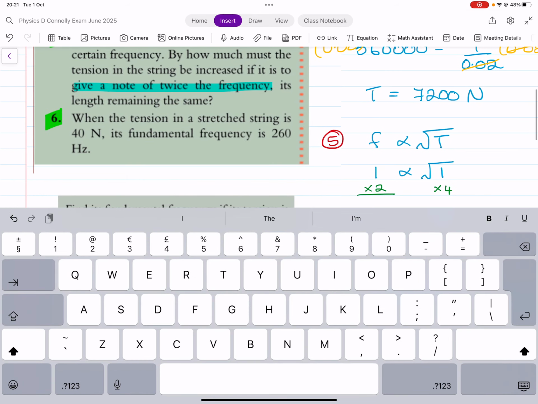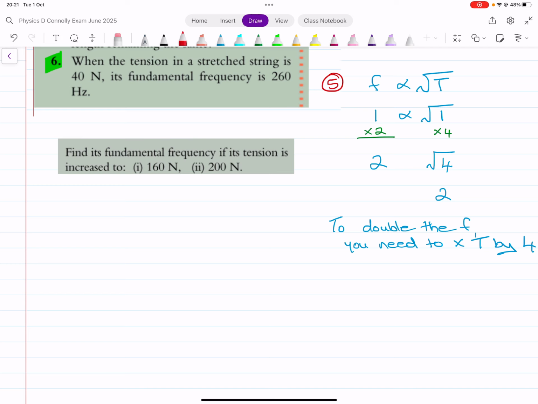Now, okay. So when the tension in a string is 40 newtons, its fundamental frequency is 260 hertz. Oh, so this is the same question. If you take the tension from 40 up to 160, what are you doing there? You're multiplying it by 4, because 4 times 40 is 160. Because it's the square root, this would double the frequency, which means the frequency for 160 would be 520 hertz.